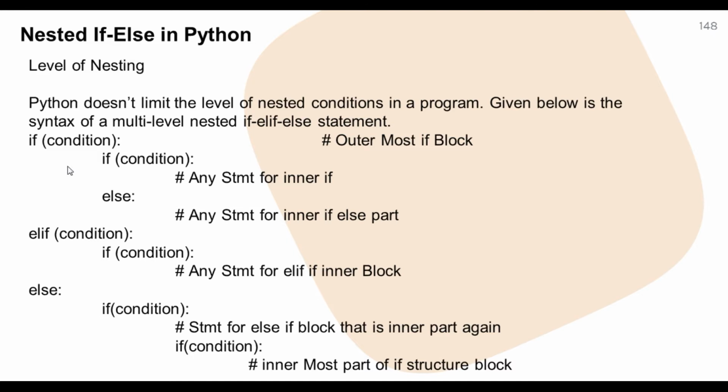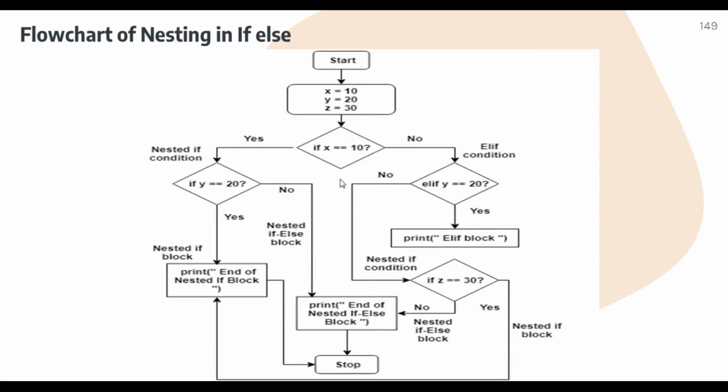Here the else part belongs to the outer if block. This means there is no condition: if these two are false, then control will go to this particular else part. If control passes to this else part, it may contain an if condition, and this if condition may also contain another if inside its indentation or block. That shows there is multi-level nesting of if, elif and else statements.